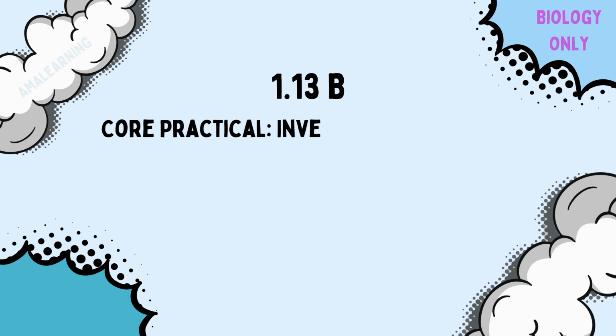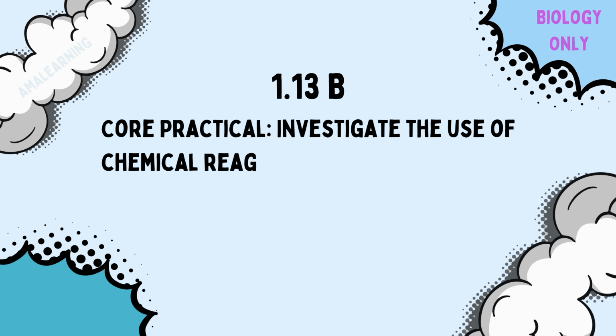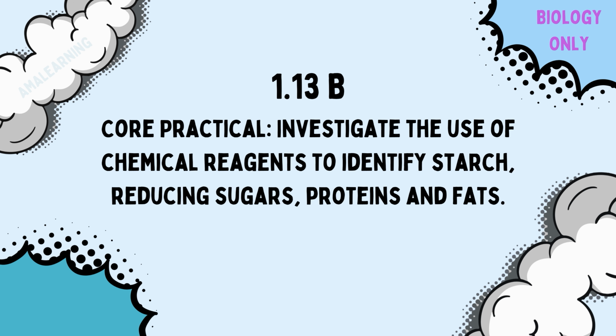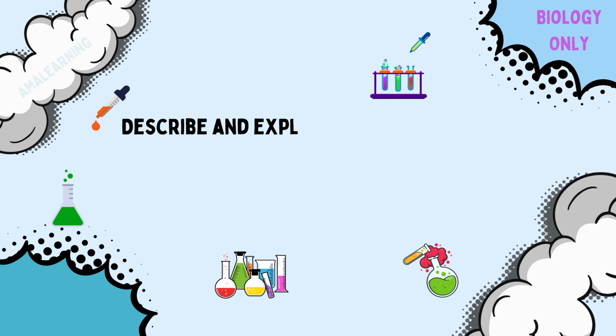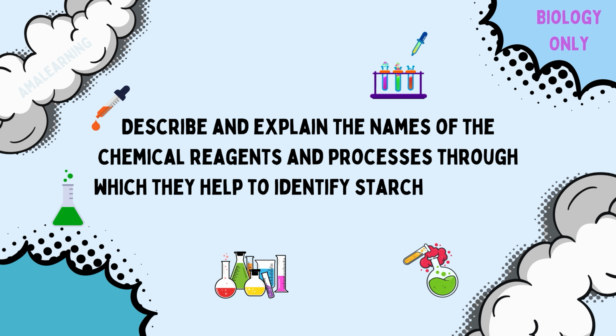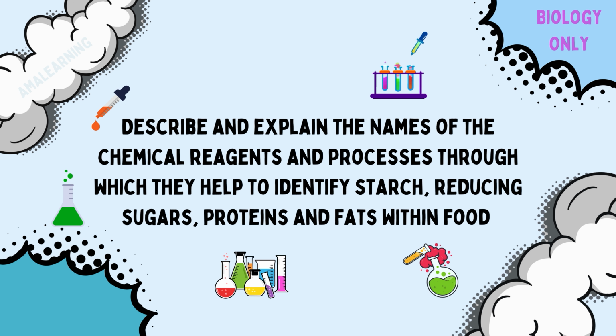Specification point 1.13b. Core practical. Investigate the use of chemical reagents to identify starch, reducing sugars, proteins and fats. To successfully answer any GCSE question linked to this specification point, you will need to know the names of the chemical reagents and processes through which they help to identify starch, reducing sugars, proteins and fats within food.